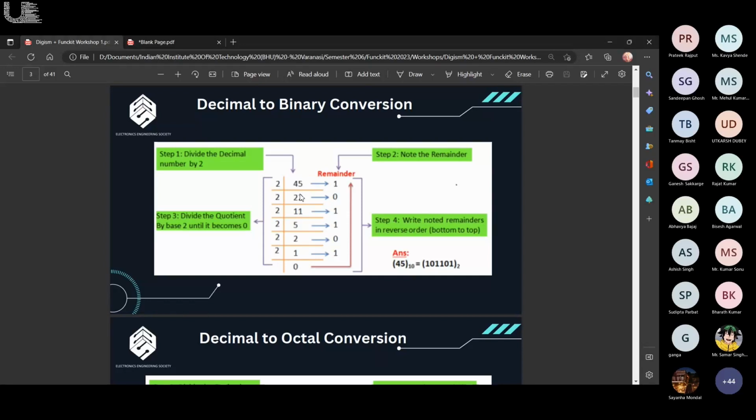So for example, 45 is a decimal number and we need to convert it into binary. So we'll keep on dividing it by 2 and we'll note the remainder over here. For example, 45 divided by 2 gives 1 remainder and the quotient is 22, and we repeat the process, and all the remainders grouped together form the equivalent binary representation of the decimal number.